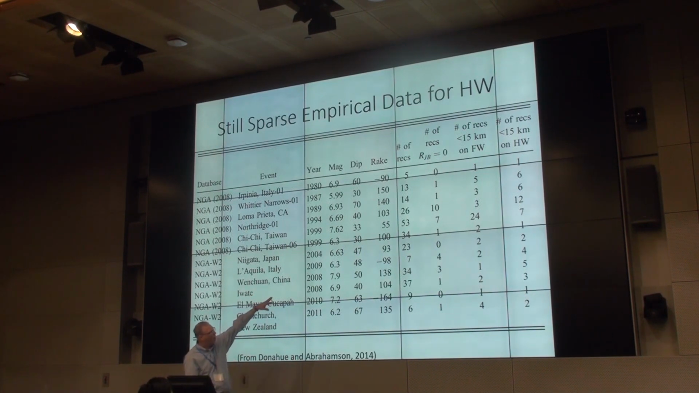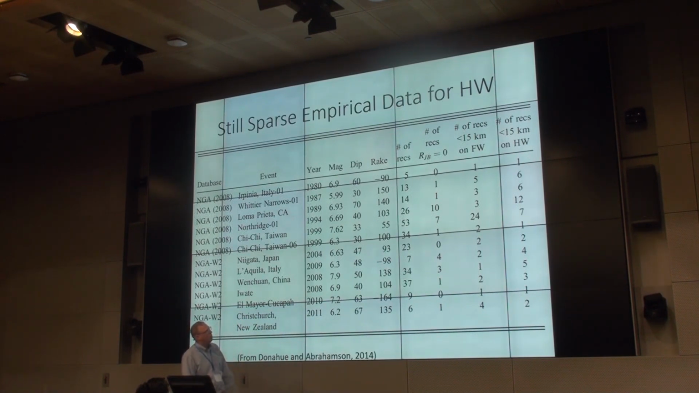And so these are all the earthquakes we had through NGA-West2 that had some recordings close in, within 15 kilometers, on both the hanging wall and the footwall side. So we need at least one on each side. But you can see most of those numbers on the right-hand side. The third column over here is how many are at a Joyner-Boore distance of 0. That means they're sitting right on top of the rupture.